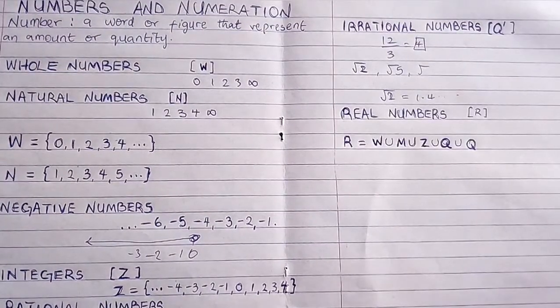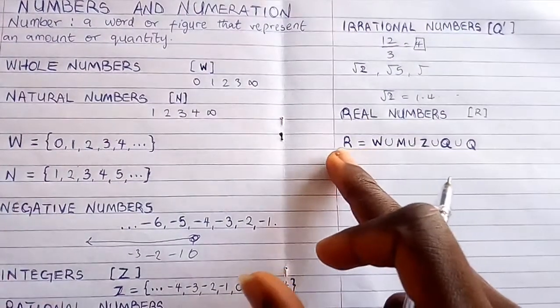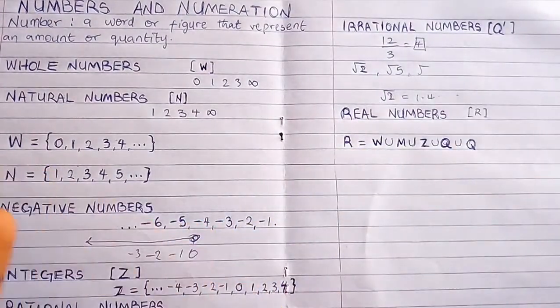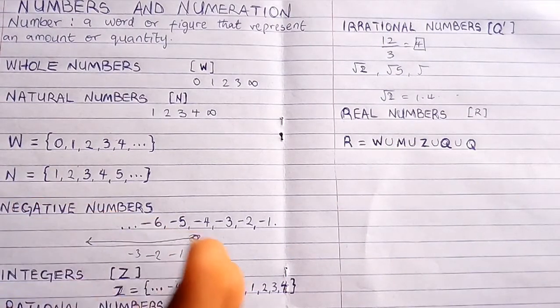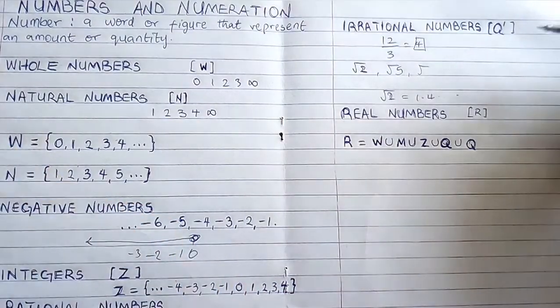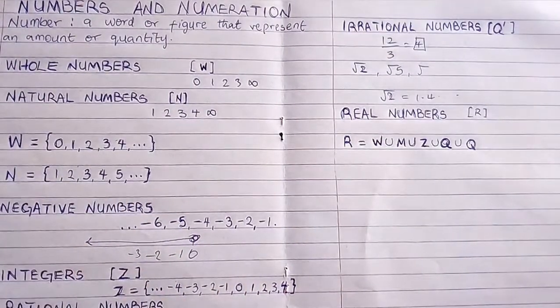Okay, when you look here, you see that real numbers are a combination of all these numbers you have treated: the whole numbers, natural numbers, negative integers, rational, and irrational numbers. When you combine them, it gives you the set of real numbers. And this is an expression that you can use to know these are real numbers. And do not forget that the set of irrational numbers is denoted with a special symbol. So the next one is the imaginary number.